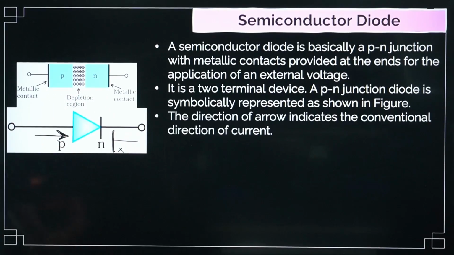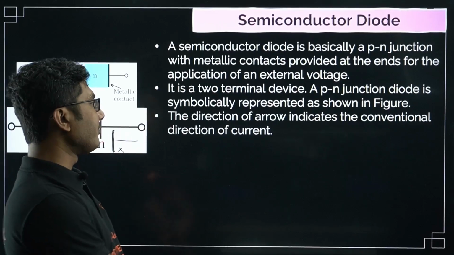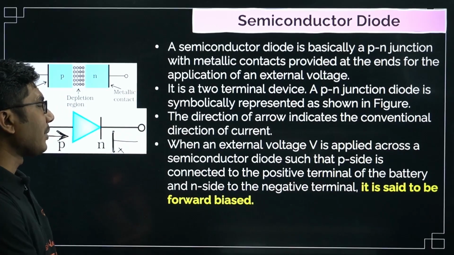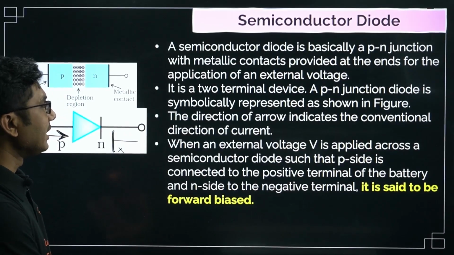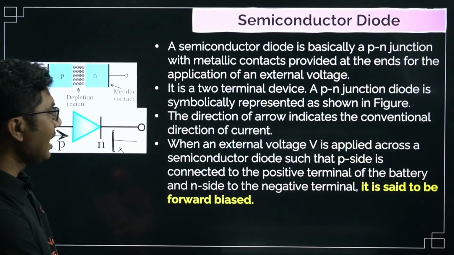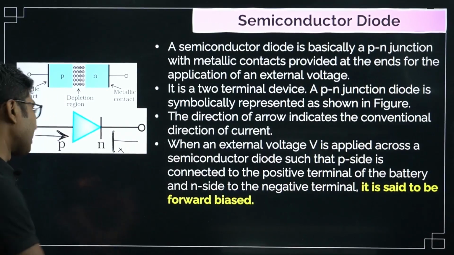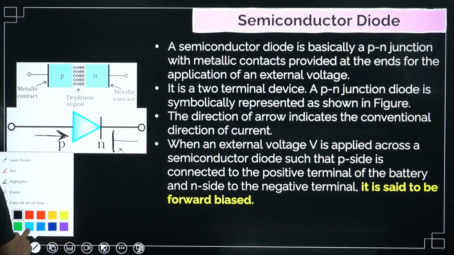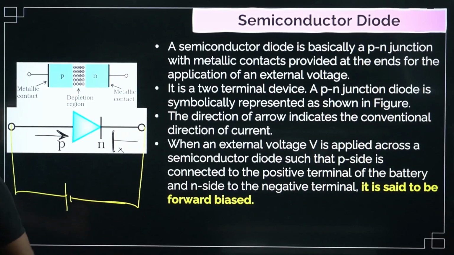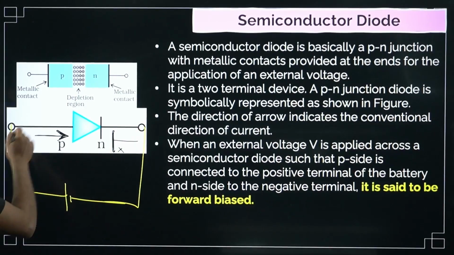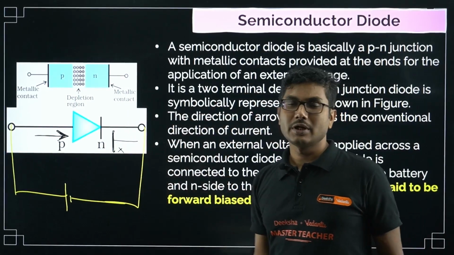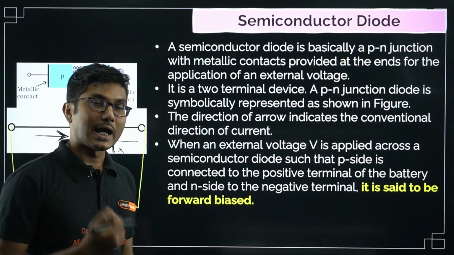This is the symbol, and the direction of the arrow indicates the conventional direction of current. When an external voltage V is applied across a semiconductor diode such that the P side is connected to the positive terminal of the battery and the N side to the negative terminal, it is said to be forward biased. If you connect the positive of the battery here and the negative here, it is called forward biased because current will pass through the diode. If you reverse the battery, current will not flow through this. That is why it is also sometimes called a diode valve.